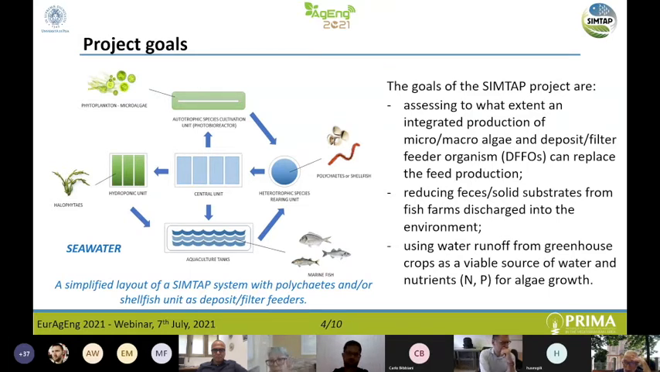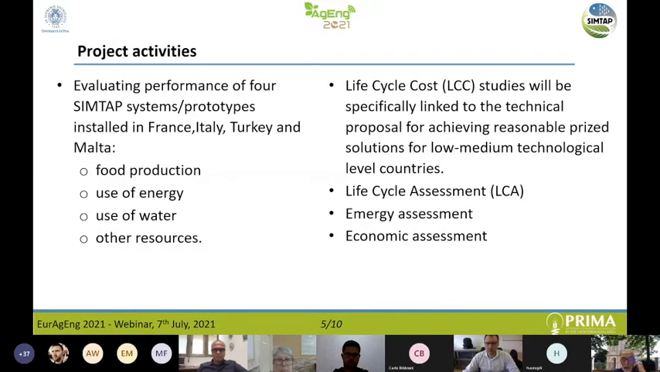These photobioreactors produce low salinity nitrogen-free water and biomass, which can be used respectively to compensate the water evaporation and to feed filter feeders organism in the SIMTAP system itself. Moreover, the project aims to evaluate the effectiveness and performance of SIMTAP system in terms of food production and use of energy, water, and other resources.